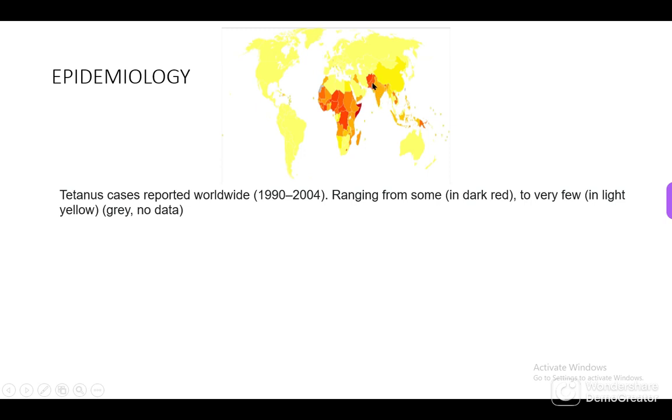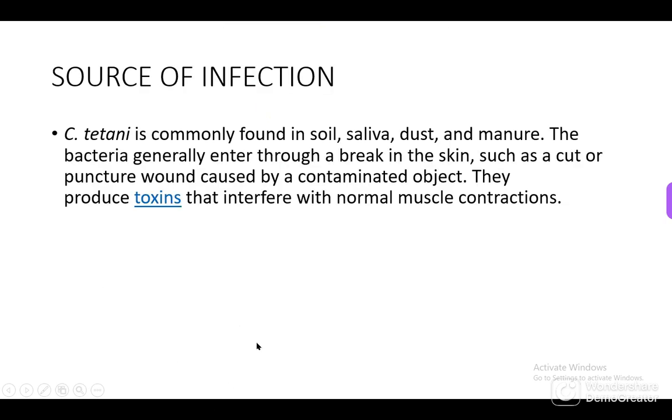This is Iran, Pakistan and Afghanistan, because of the lack of knowledge. The source of infection is in soil and saliva; it is present in dust and manure. The bacteria generally enter through a prick in the skin, such as a cut or puncture wound caused by a contaminated object. This is the portal of entry. They produce toxins that interfere with normal muscle contraction.